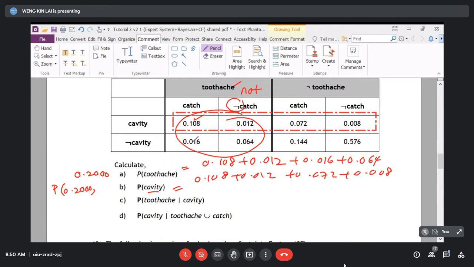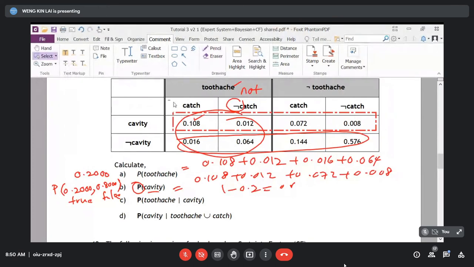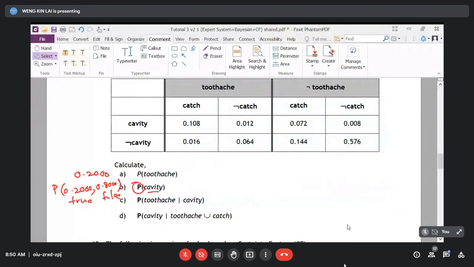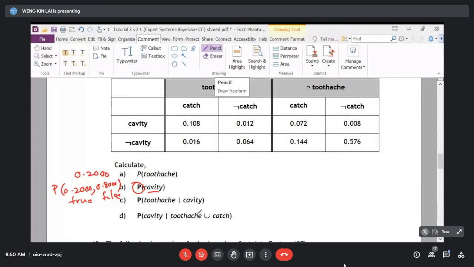Now, how about not true? Not cavity will be this part here, because you know that everything adds up to 1. Or the other faster way is, you just do 1 minus that. 1 minus 0.2 gives you 0.8. So the answer is like this. This is true, this is false, if it's given in a bold form. So now I will erase to clear some space. Now the next one is, again, same thing, this is bold. So you have your true and then not true.